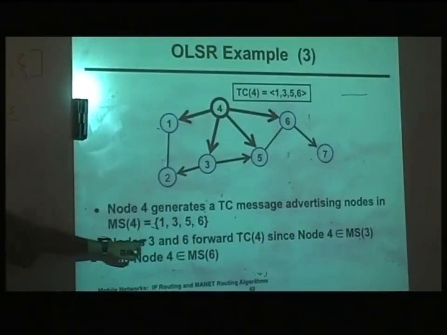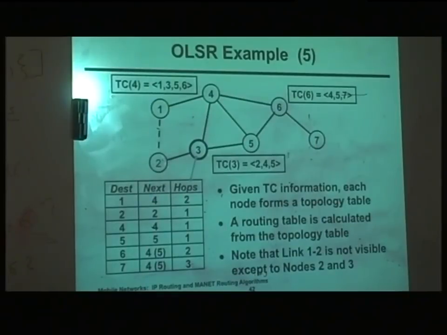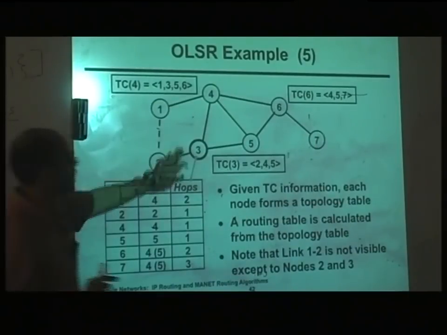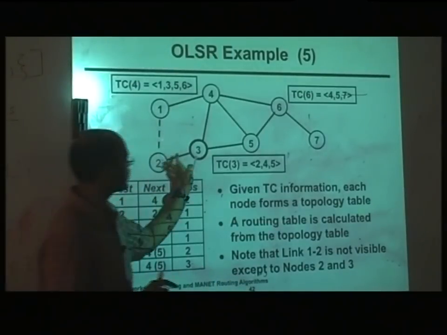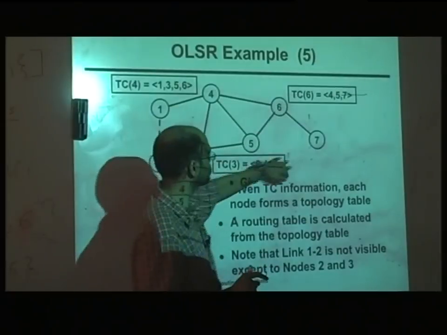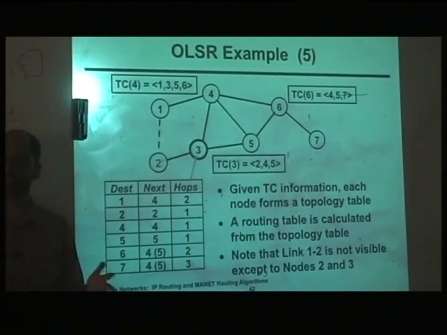So which nodes are going to forward this TC message, you can see here, and then you see this link is missing at the end. If you go through all of this, this link is not advertised. Right? You advertise only these other links. And then every node can do the routing table computation at its end, because it knows the entire network.